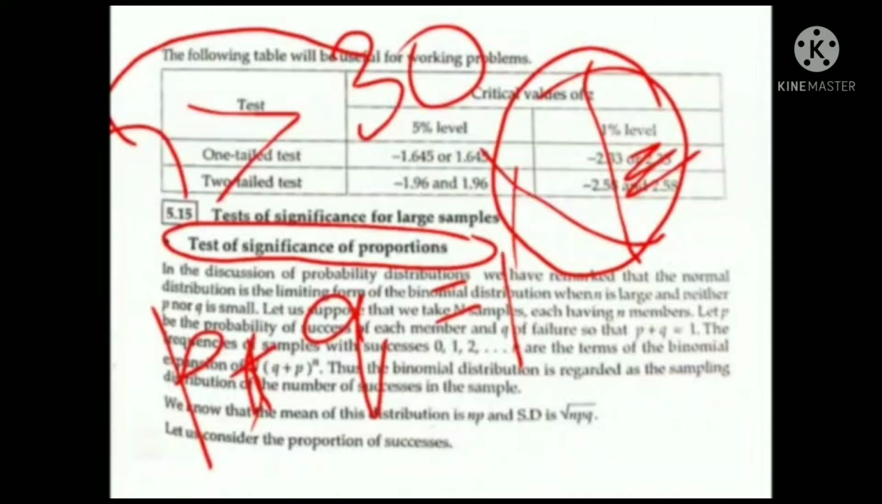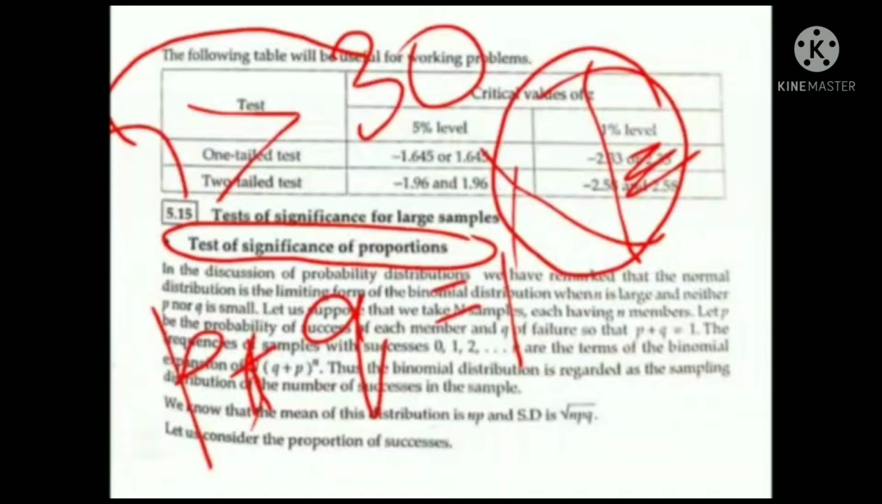Whenever n is very large and P and Q are not very small, that means they are nearer to each other, the success and the failure, the normal distribution is the limit of the binomial distribution. That is why we consider P plus Q equal to 1. So n and P are the binomial variates. The binomial distribution is now regarded as the sampling distribution of the number of successes in the sample.